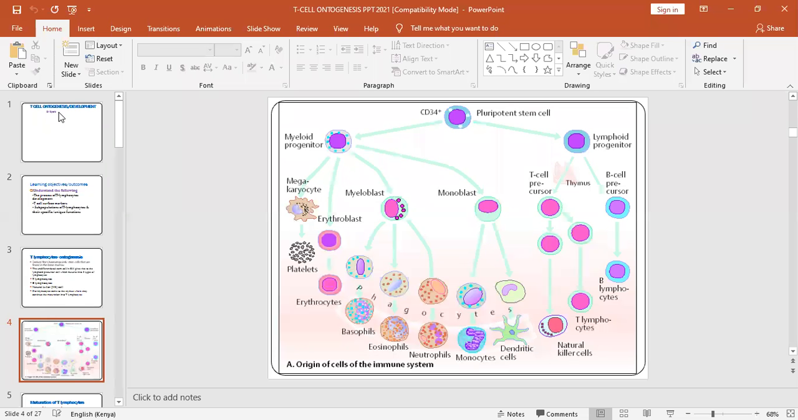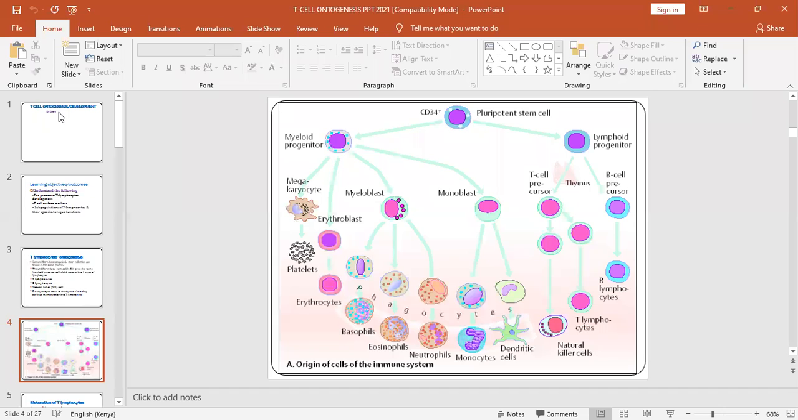For that matter. And if you see the diagram, it tells you that you have the pluripotent stem cell, or hematopoietic stem cell, and then you have the two broad cells: the myeloid progenitor, which gives rise to other innate immune cells, as you know them, and this lymphoid progenitor that gives rise to the T cells, the B cells, and also the natural killer cells.